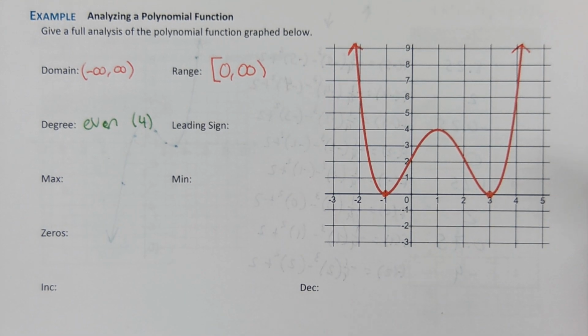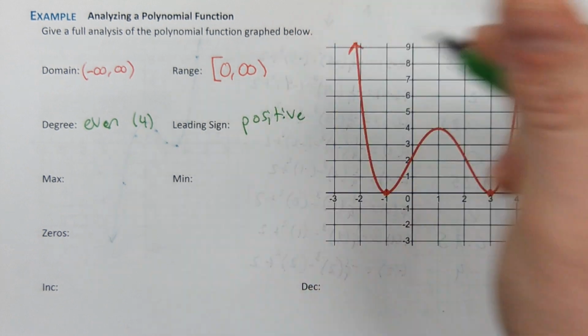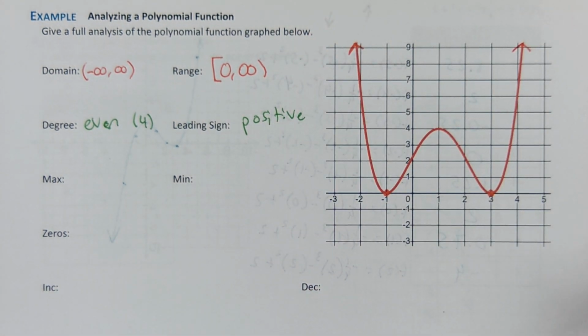And because my two endings that happen to be going the same direction are pointing up, what does that tell me about my leading coefficient? Positive. So my leading sign is a positive value. I don't know what that number is on the front. You don't need to know. The point is it's positive. Okay?